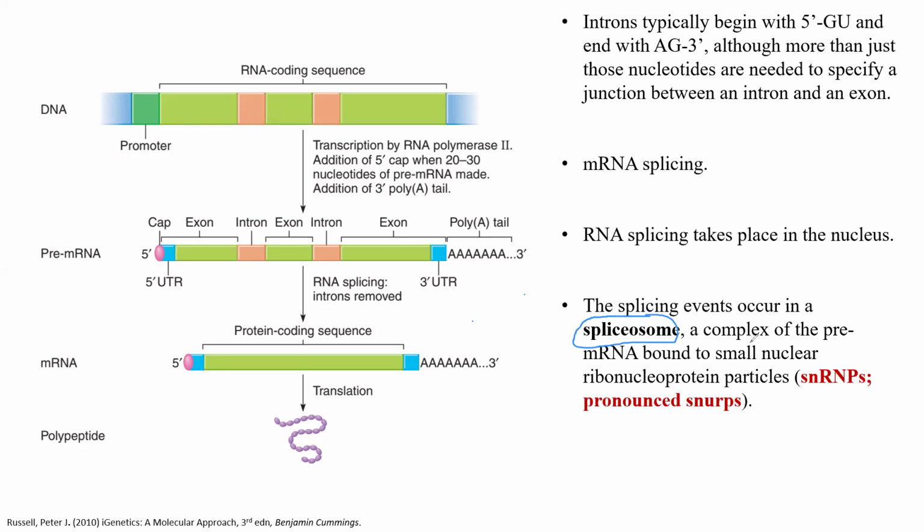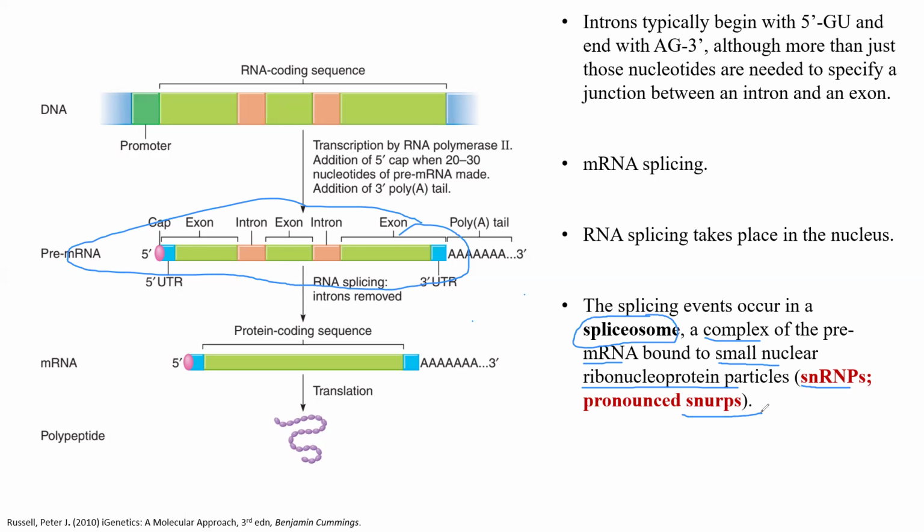Spliceosome, yes, it's a macromolecular complex, but this spliceosome is the complex of pre-messenger RNA, obviously, which has to be processed, the target, and small nuclear ribonucleoprotein particles. Small nuclear ribonucleoprotein particles are called snRNPs. They are pronounced as SNRPs.